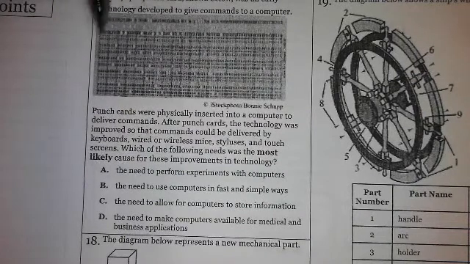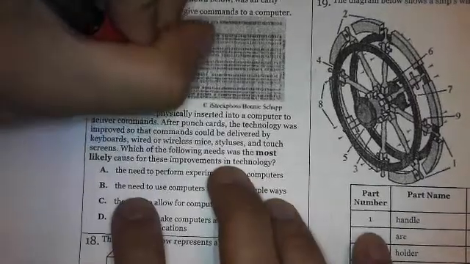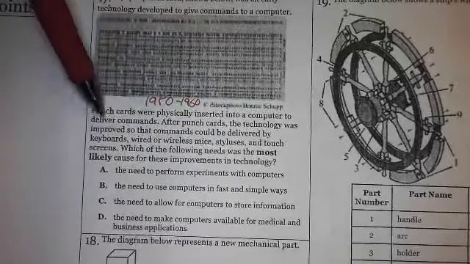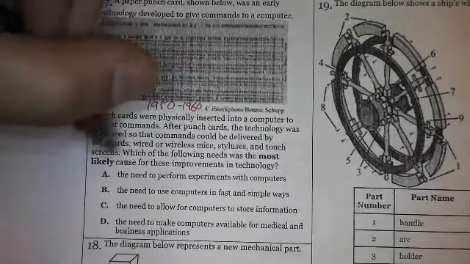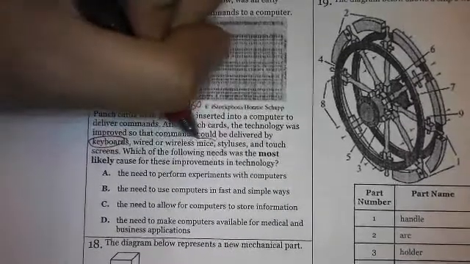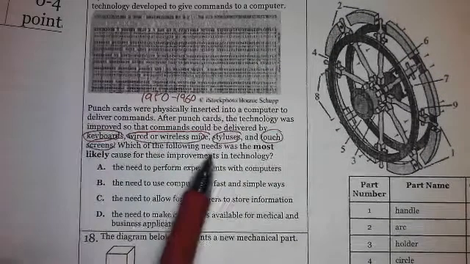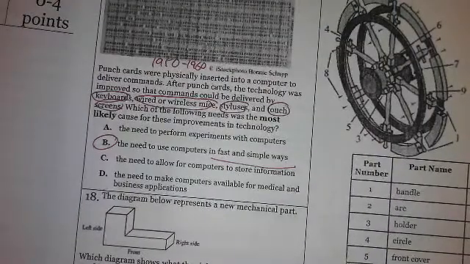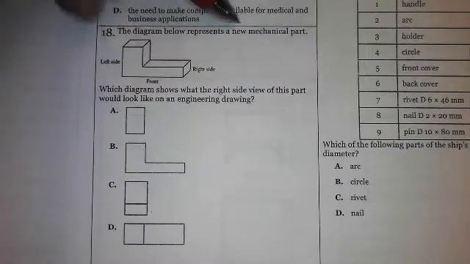A lot of information here, so this one's a bit of a challenge. This is a paper punch card. It's one of the first ways to program a computer. All right, very, very old technology from about 1950 to 1960. Punch cards were physically inserted into a computer to deliver commands. After punch cards, the technology was improved so that commands could be delivered using keyboards, mouse, stylus, and touch screens. Why did we create keyboards, mice, stylus, and touchscreen? It's so that we can use computers in fast and simple ways.